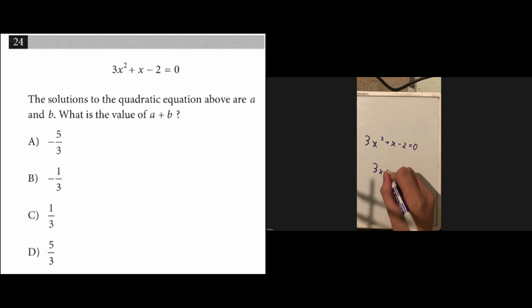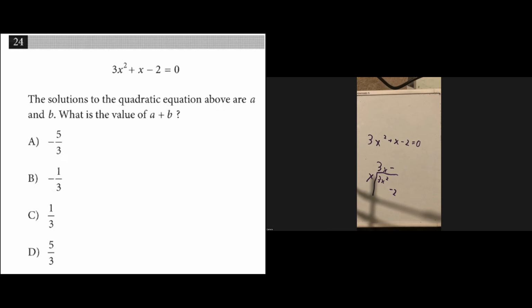And so 3x plus or minus something, and then x. So 3x times x is 3x squared. We have -2 here. So it would be 2 times 1 equals 2. So one of these values is 2, one of these two values is 1. So this would be 2, this would be 1, this would be a plus. 3x, -2x. So that's 3x squared plus x minus 2. Yep, so that's the same one.